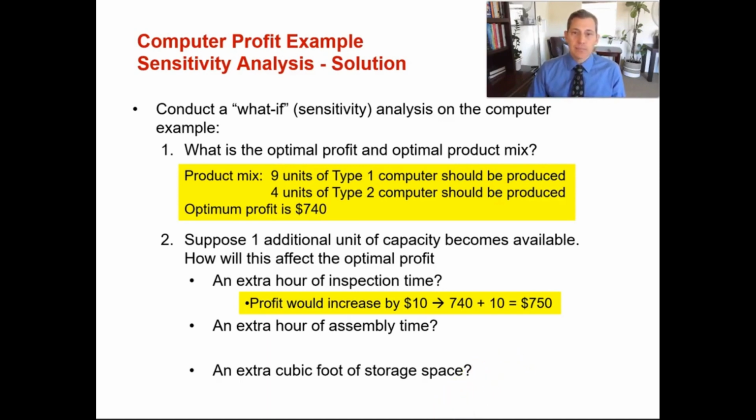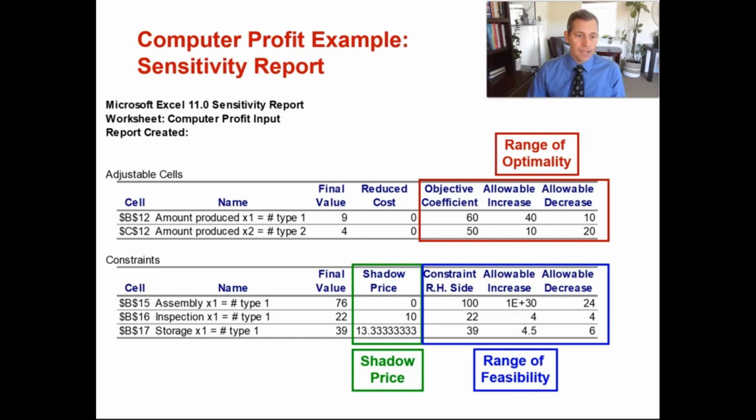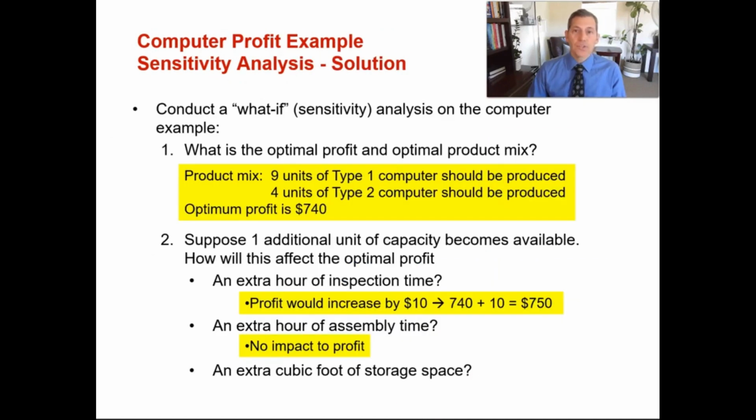So what about assembly time? Okay, so what happens if we find an additional unit of capacity within assembly? How does that impact our profitability? Well, our shadow price is 0, and we have an unlimited amount of assembly based off of our current other constraints. So it makes no impact to our profitability because the shadow price of 0 means if you get additional hours of inspection, it doesn't matter because you already have too much anyway.